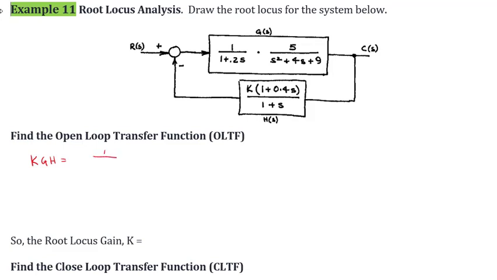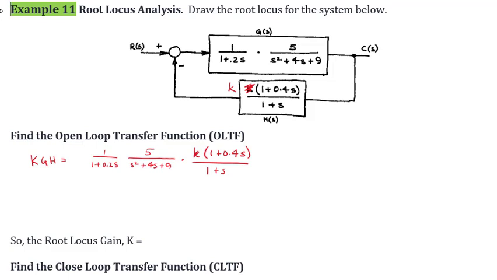So 1 over 1 plus 0.2s, times 5 over s squared plus 4s plus 9, times K. And I'm going to make a little bit of a correction. I'm going to just give this a lowercase k. So k times 1 plus 0.4s all over 1 plus s.